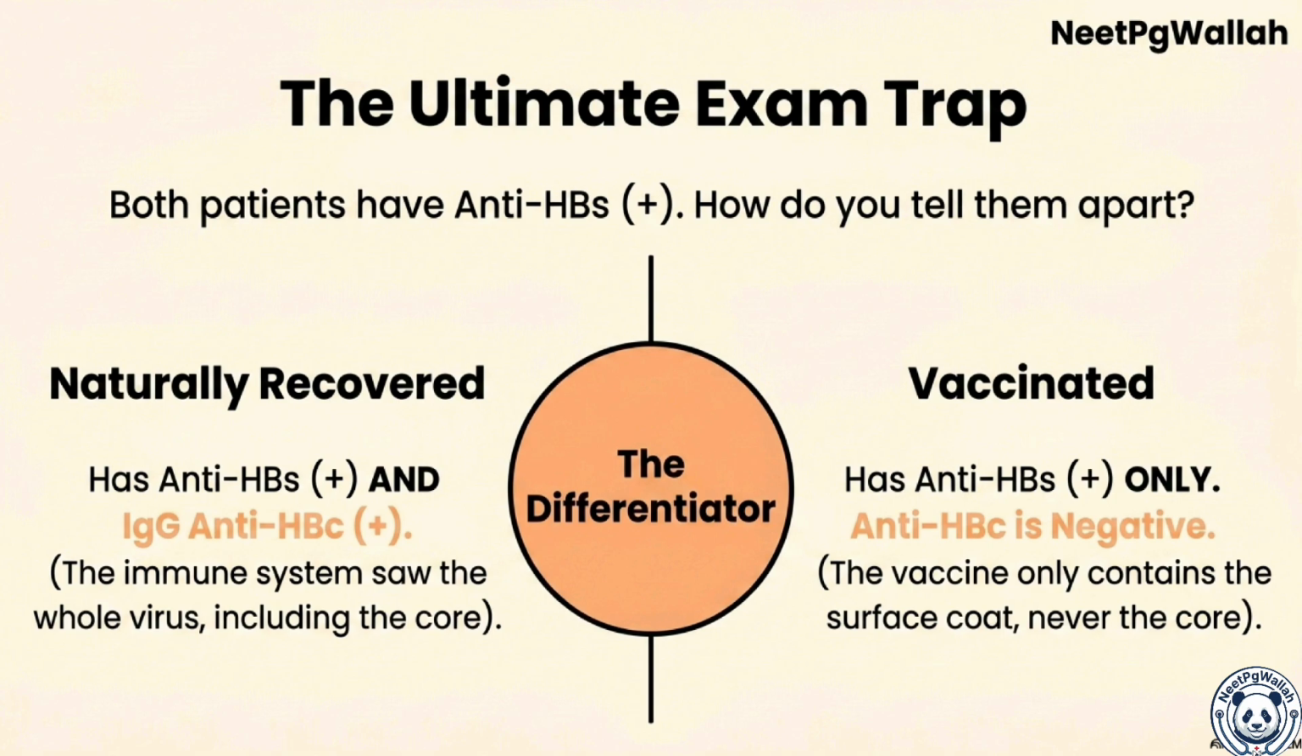The naturally recovered patient fought the actual complete virus, so their immune system saw the core. Because of that, they will have a positive IgG anti-HBc. The vaccinated patient, well, the vaccine only contains the outer surface coat. Their body has never even seen the core, so their anti-HBc will be completely negative.